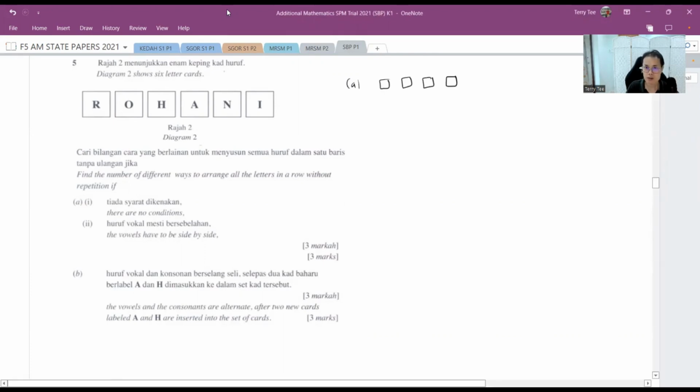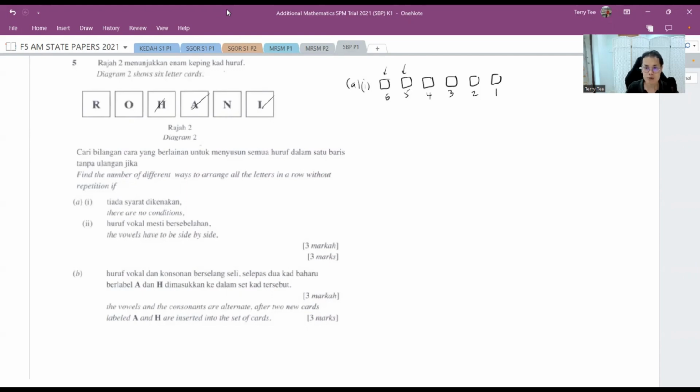If you were to use the slow way, we say that the first box, you have 6 options. You can choose any one of the 6, right? If you take one letter out, you're left with 5. For example, I take letter H out and I put it here. Then I got 5 other letters to choose from. Let's say I take letter A, I put it here. I got 4 more letters to choose from, right? I put letter I, 3 letters to choose from, 2 letters, and 1.